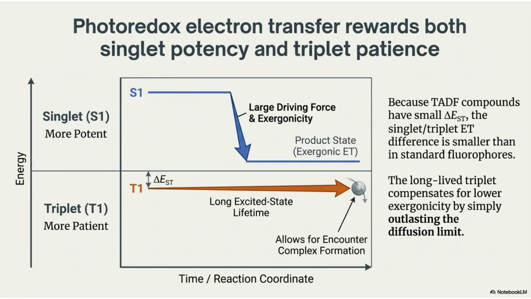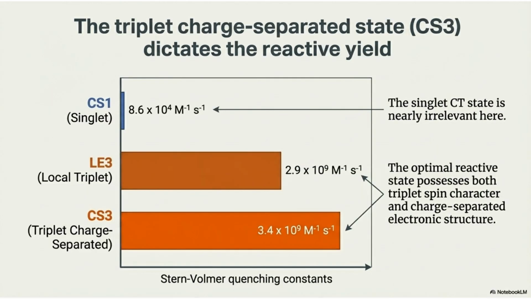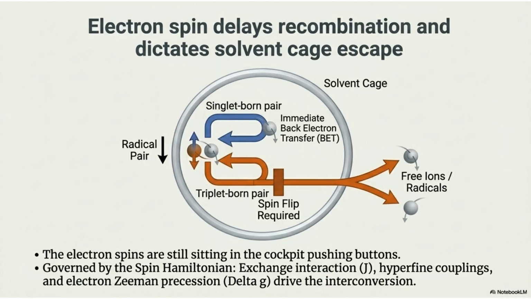Photoredox electron transfer rewards both singlet potency and triplet patience. The long-lived triplet compensates for lower driving force by simply outlasting the diffusion limit. TADF compounds leverage small singlet/triplet energy gaps. The triplet charge-separated state, CS3, dictates the reactive yield. The optimal reactive state possesses both triplet spin character and a charge-separated electronic structure, as evidenced by its high quenching constant. Electron spin delays recombination and dictates solvent cage escape.